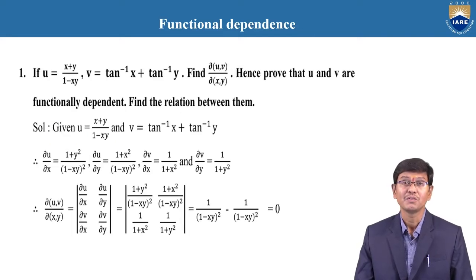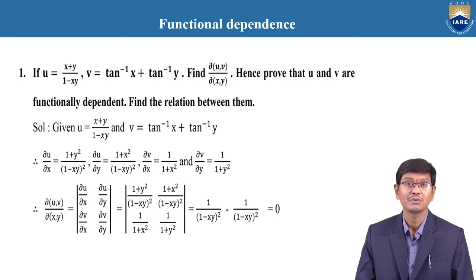Next, for example, if u is equal to x plus y by 1 minus x into y, and v is equal to tan inverse x plus tan inverse y, then you need to find the value of dou of u comma v by dou of x comma y.